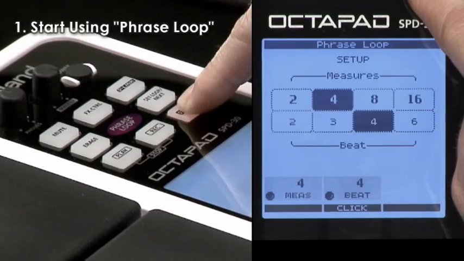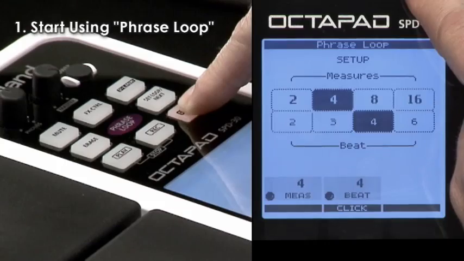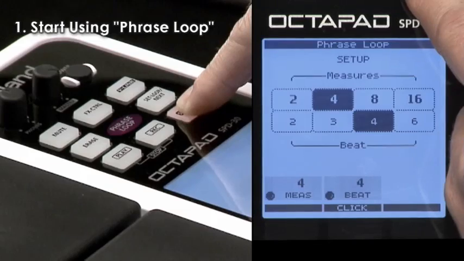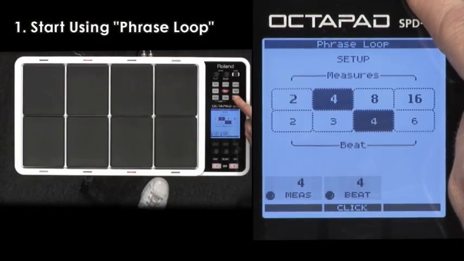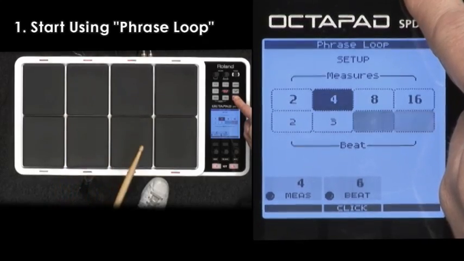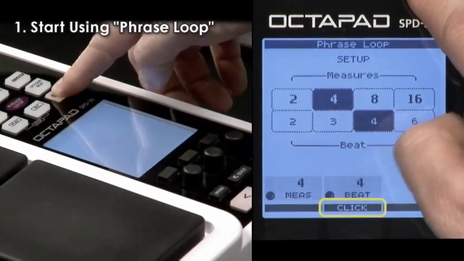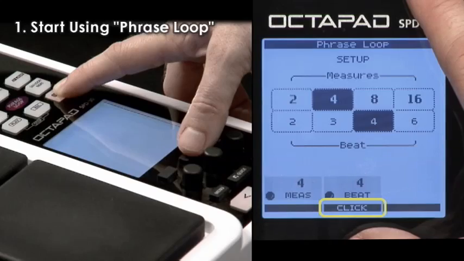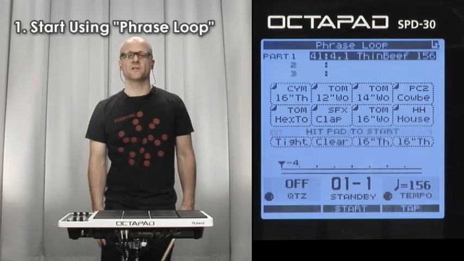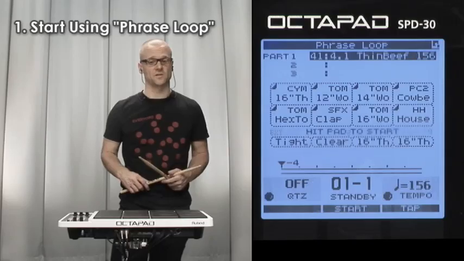While pressing the button, you can see the beat and measure numbers in the display. Following the overview in the display, you can easily choose the number of beats and measures for your phrase. Also, you can select the click sound to be on or off. As soon as you start playing, OCTAPAD will automatically record your performance.